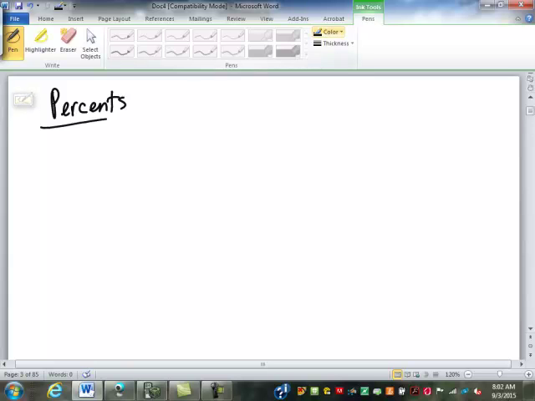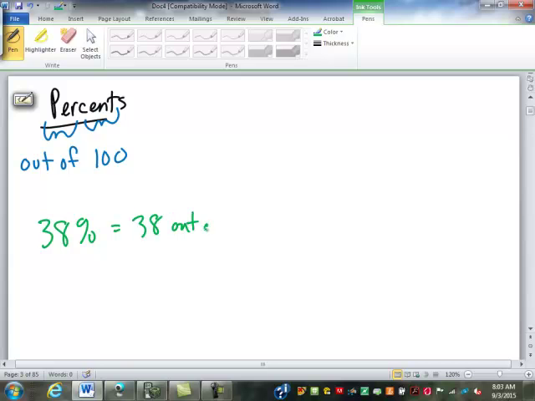To understand percents, you first have to understand the word percent. In fact, it's actually 2 words. Per, if you think of miles per hour or miles per gallon, it's for each or out of. And cent. If you think of cents per dollar or years per century, it would be 100. So the word percent literally means out of 100. So if I have 38%, that means 38 out of 100, like that.